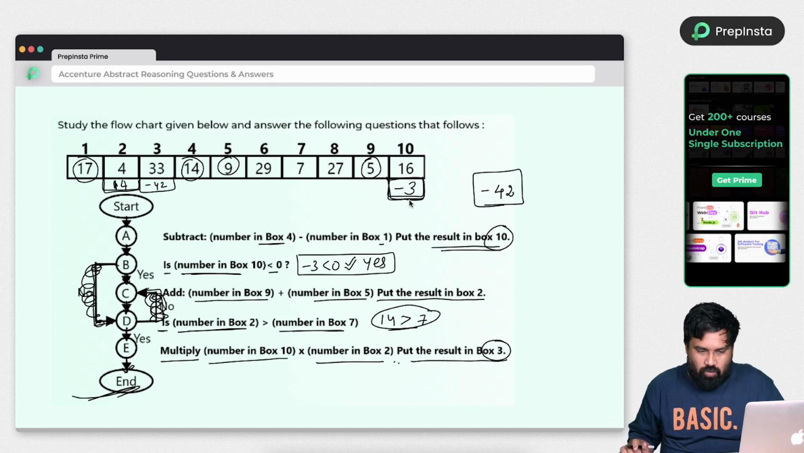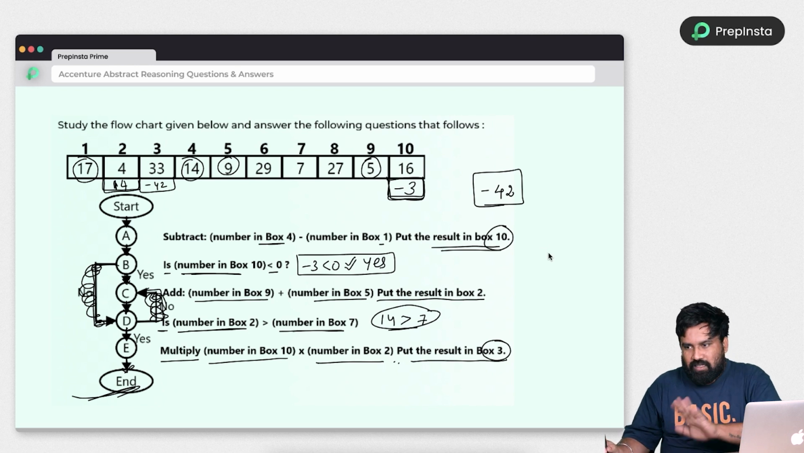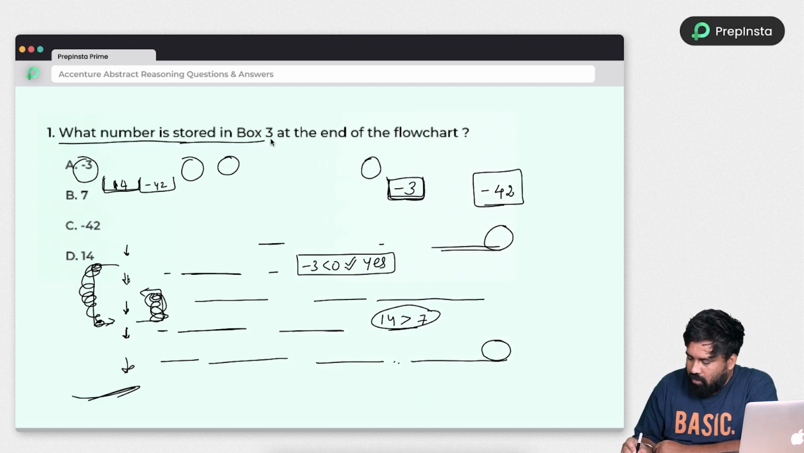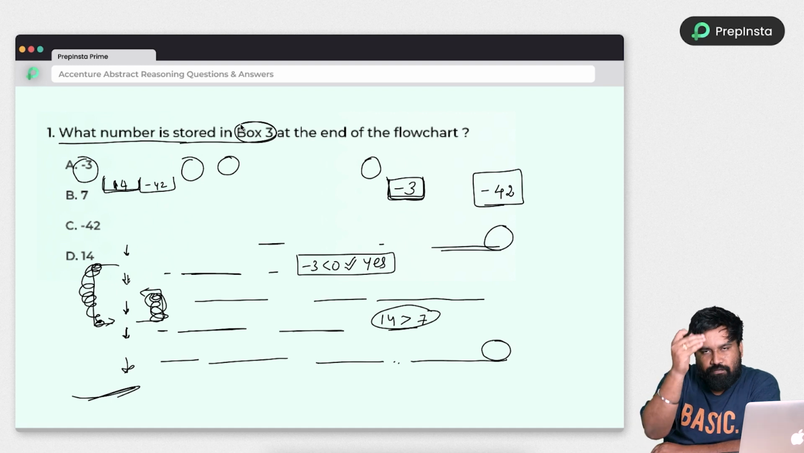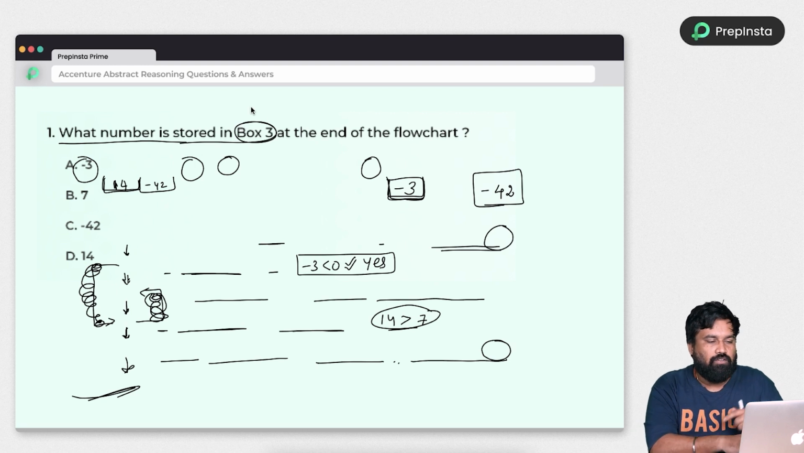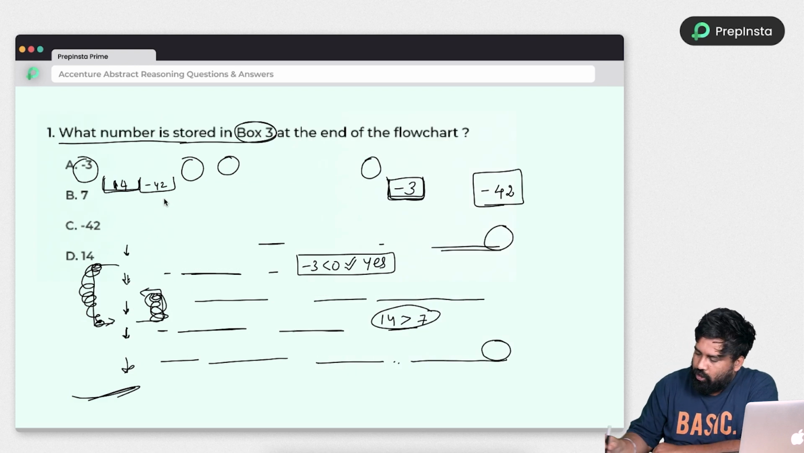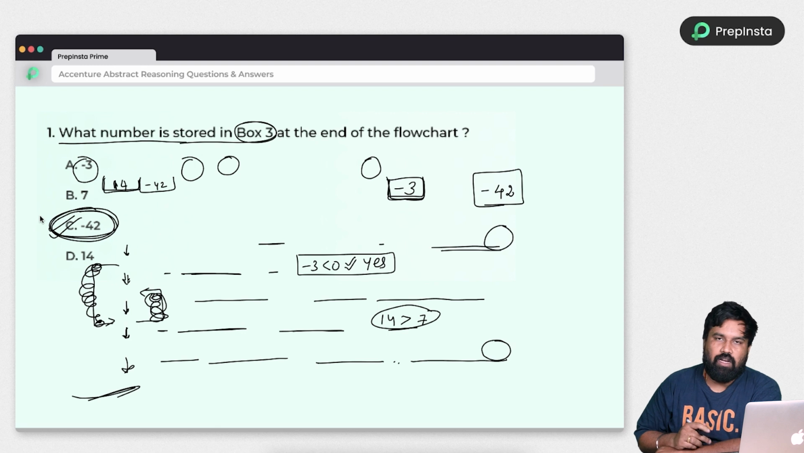So let's see the questions. I'm not erasing the rough work, just to see the problems. Okay, just look here. What number is stored in box 3 after completion of the entire flow chart? In box 3, it was 33 before, I think, right? Yeah, earlier it was 33 in box 3. Now it is minus 42. So your answer is simply option C, minus 42.